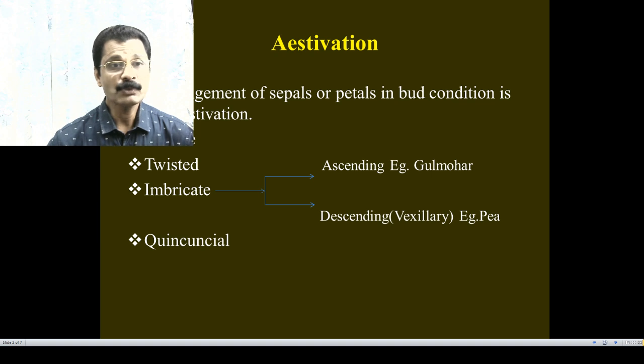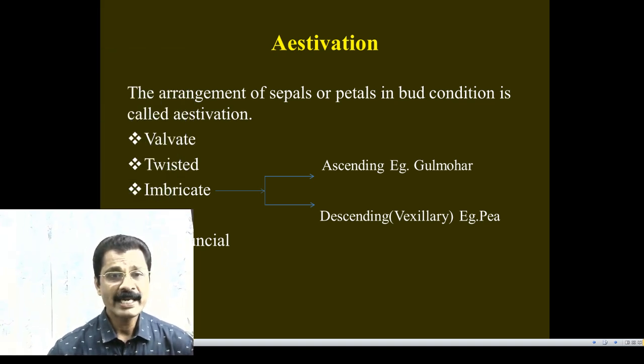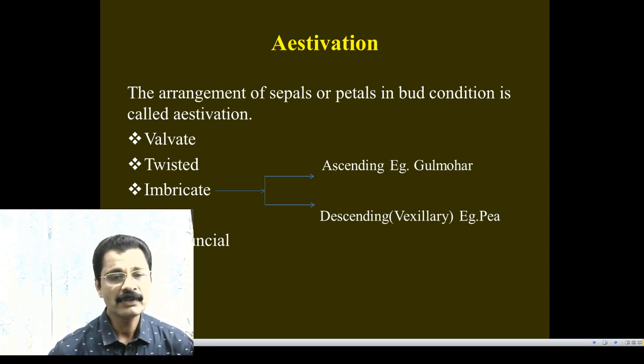There are four types of estivation. You can see, first one is valvate estivation, twisted estivation, imbricate estivation, and fourth one is quincuncial estivation. Imbricate estivation is of two types: ascending imbricate estivation and descending imbricate estivation. We will see one by one.